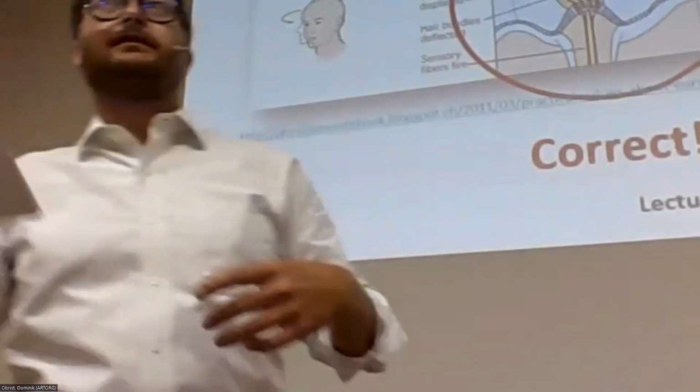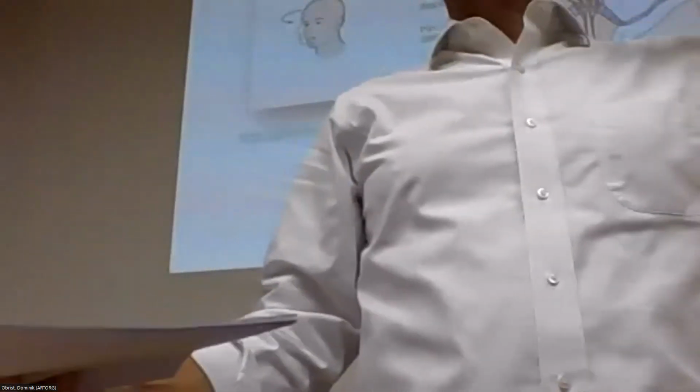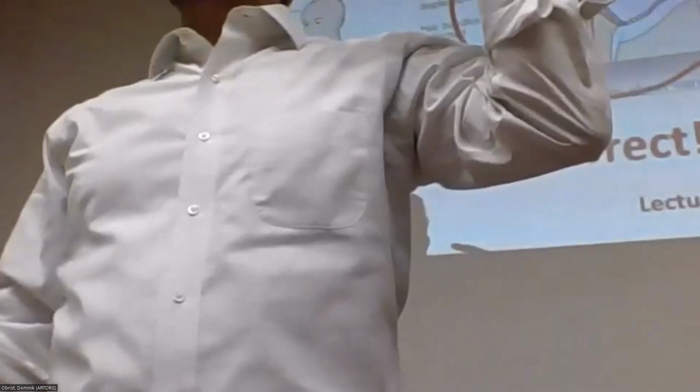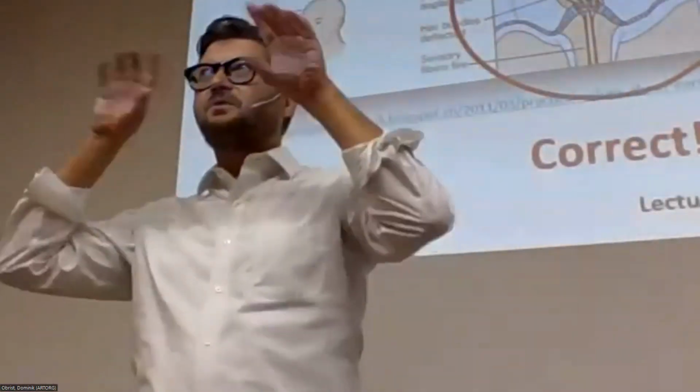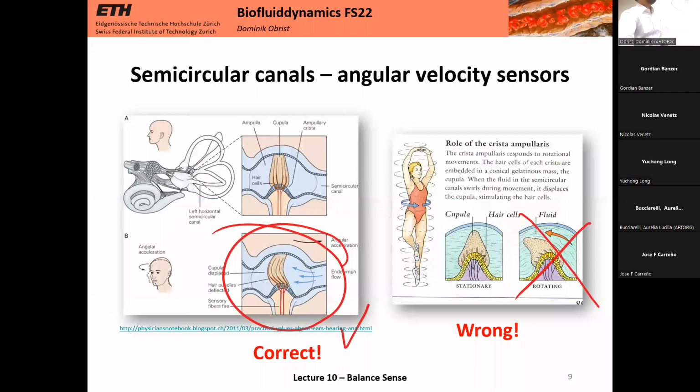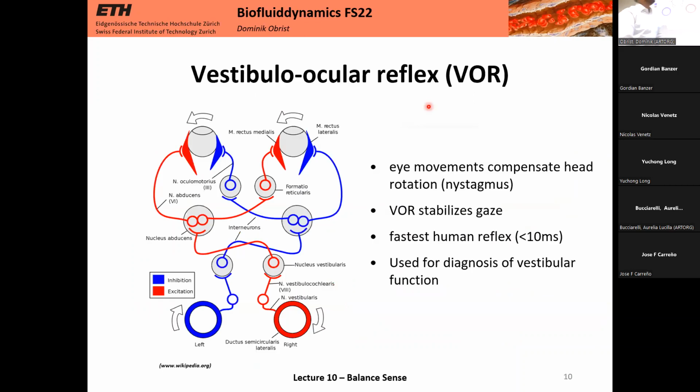and why not when we move our hands? Well, the reason is that when we move our head, we stimulate the semicircular canals. And the semicircular canals are directly connected via the brainstem to the eye muscles. This is known as the vestibulo-ocular reflex. And this happens to be the fastest human reflex. It reacts in less than 10 milliseconds. It's really fast.